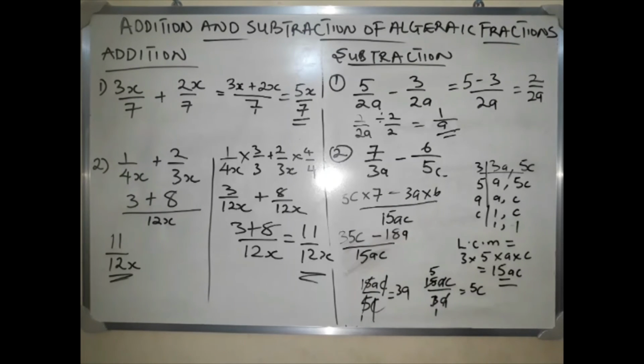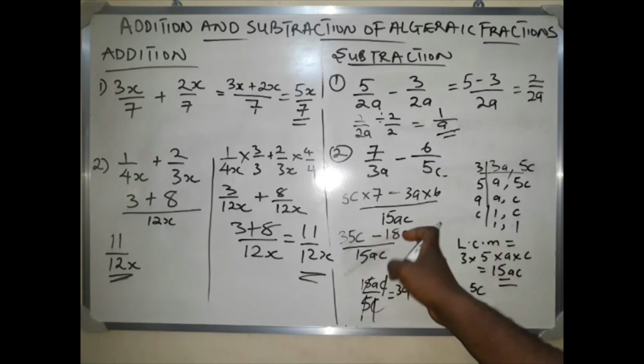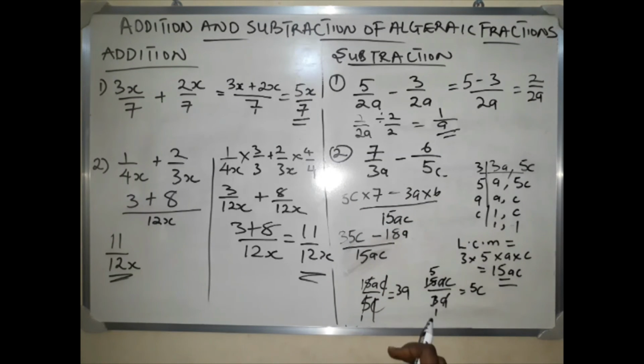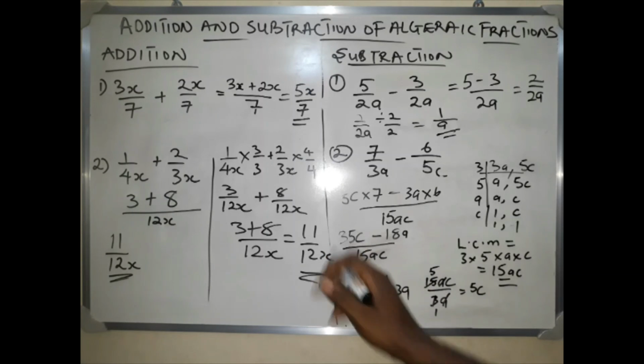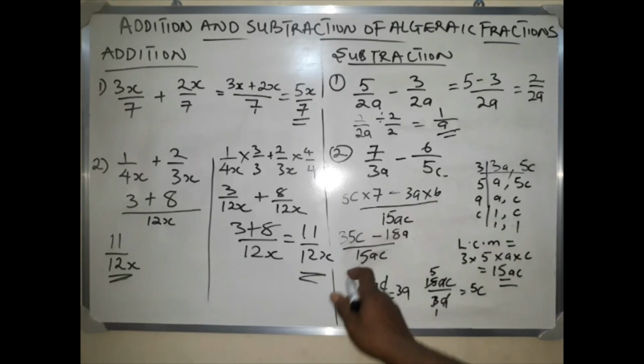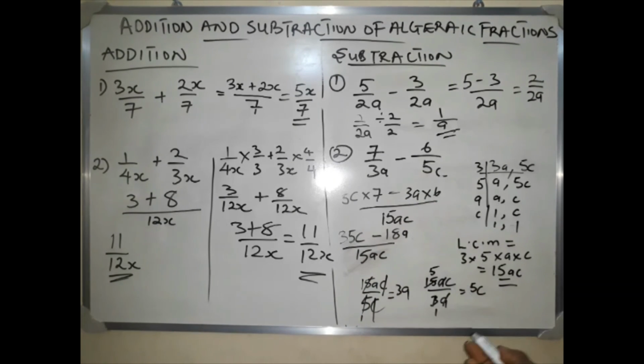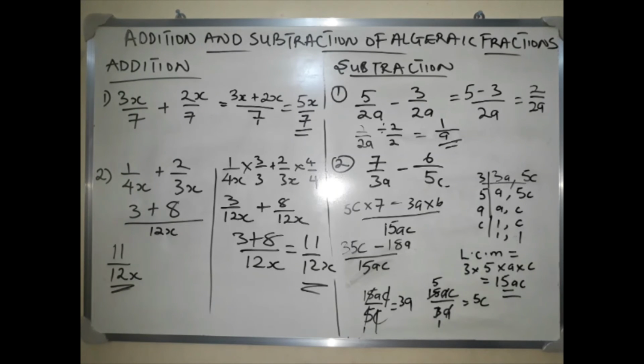15ac. So now when you look at the numerator, you find that there's no like terms there. 35c is not a like term with 18a. So there's no way you can subtract 18a from 35c. So this will be the numerator. The denominator also doesn't have any like term with the numerator, so it cannot be simplified. So this will now be our final answer.